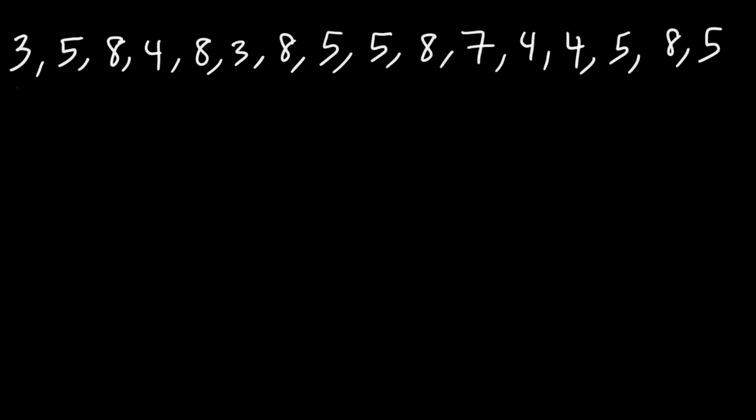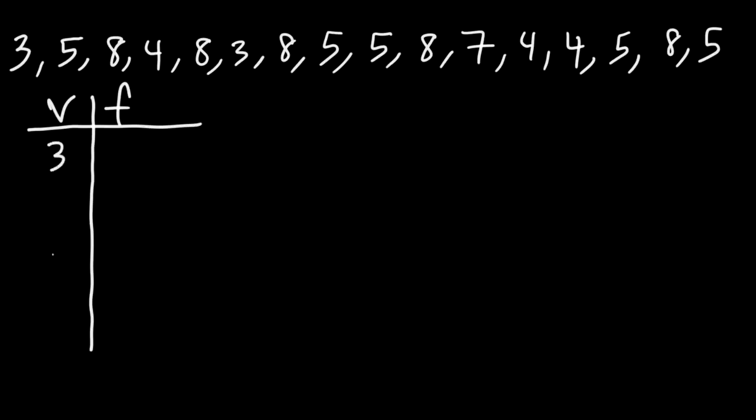So how can we use the numbers in our data set to make a frequency table? We're going to talk about that in this video. So let's begin by making a two-column table. I'm going to write V for value and then F for frequency. Let's start with the lowest value in our data set. The lowest value is 3.